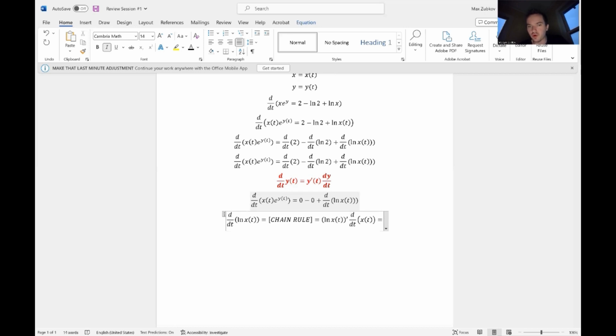Let's continue our computation. So the derivative of ln of x of t is just going to be 1 over x times the derivative of x of t. But the derivative of x of t is going to be x prime of t, and that's going to be dx over dt. So that's the result of my first computation.